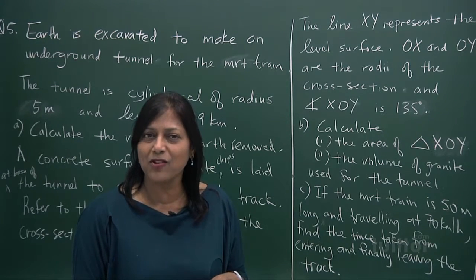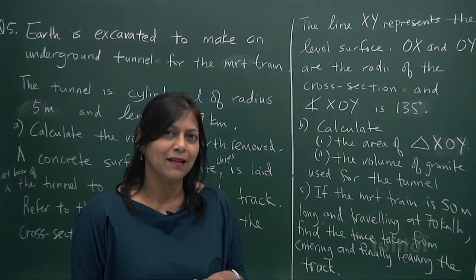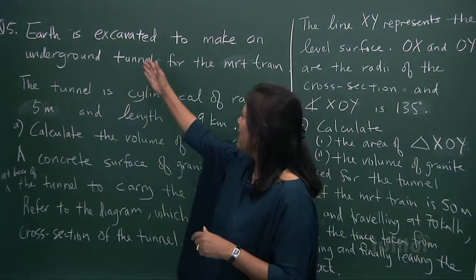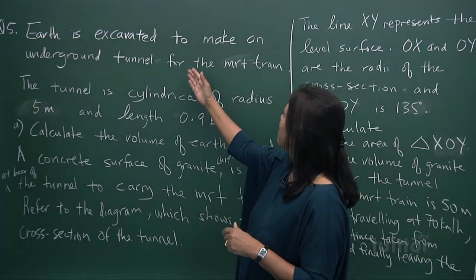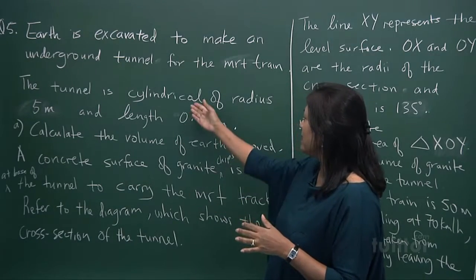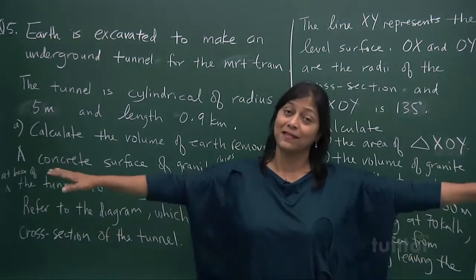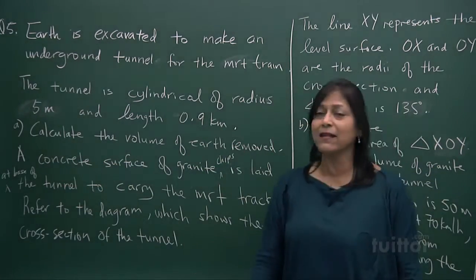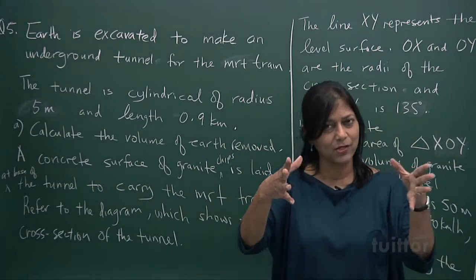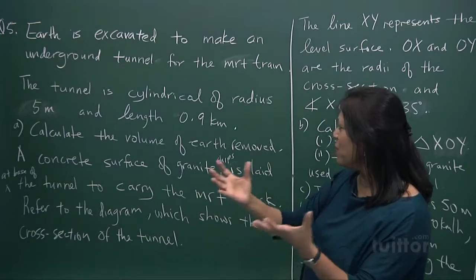It's about, how many of you travel by MRT? You do? And going through an underground tunnel? Wow. And this sum refers to that. You see, the earth is excavated to make an underground tunnel for the MRT train. And the tunnel is cylindrical of radius 5 meters, so the diameter is 10 meters. And the length of the tunnel is 0.9 kilometers. The train has to go through this tunnel for 0.9 kilometers. And you have to find the amount of earth to be removed.